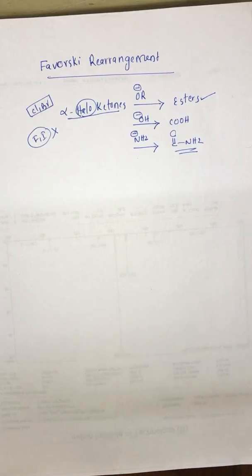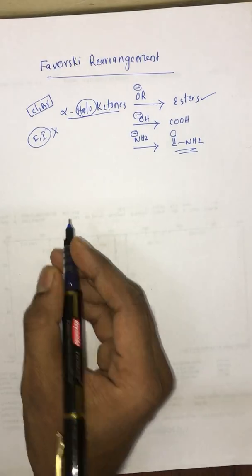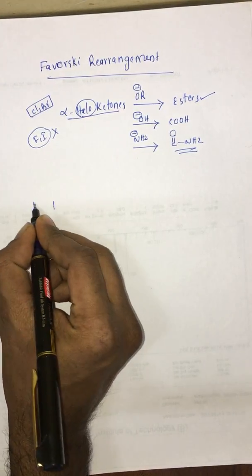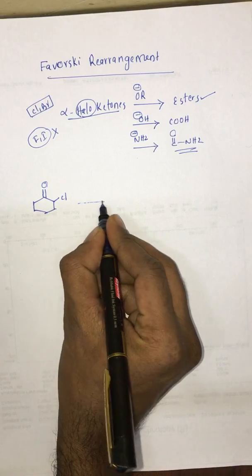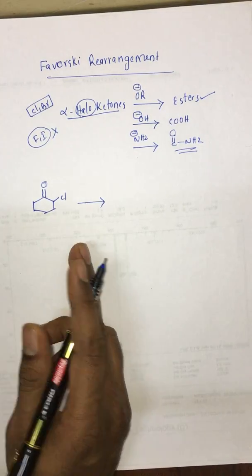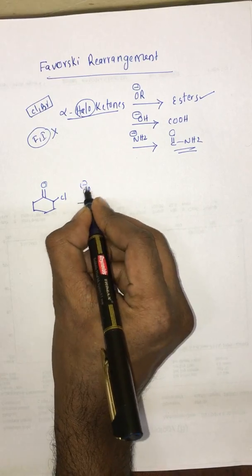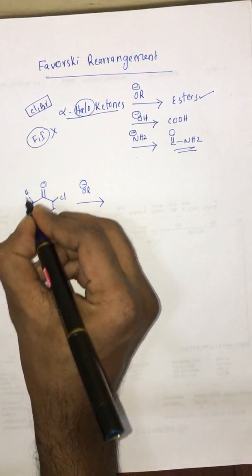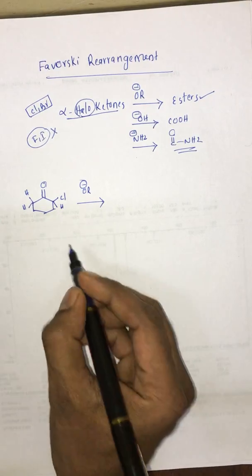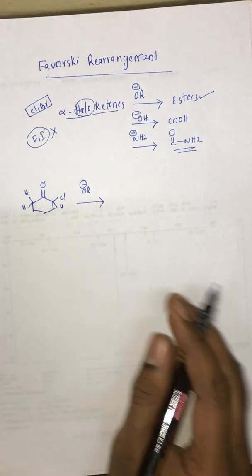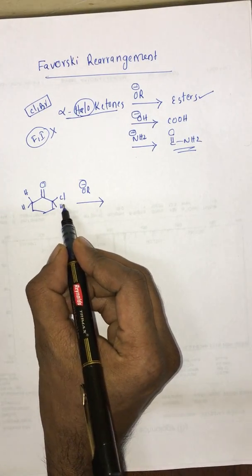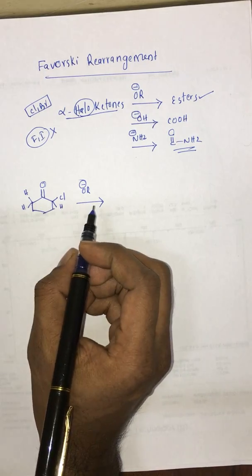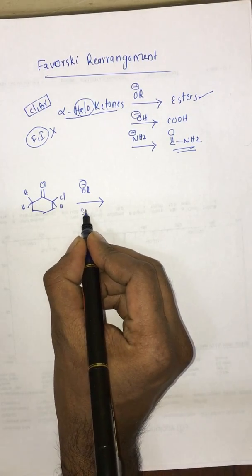And then we'll go for the mechanism here. So this is the alpha halo ketone. We have a base here, so the base will abstract a hydrogen from here, not this hydrogen, because this reaction goes through the formation of a three-membered ring. If it abstracts a proton from there, it will not form a three-membered ring, and also it follows the SN2 mechanism.